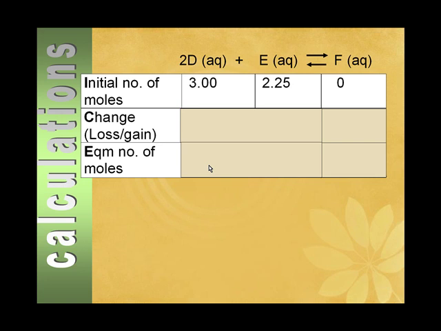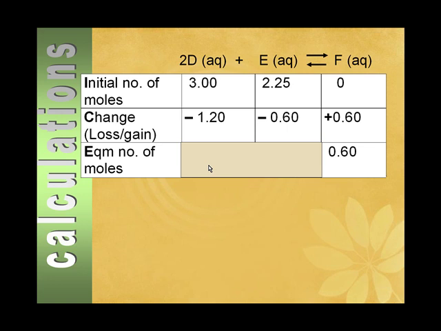So we have initial number of moles. We started out with 3 moles of D and 2.25 moles of E. At the start of the reaction, there wasn't any F, so we put it as 0. Now we know that at equilibrium, the number of moles of F is 0.60. Now obviously, F would have changed. There would have been a gain of F from 0 to 0.60, and that change is positive 0.60.